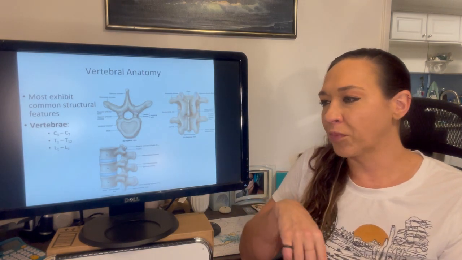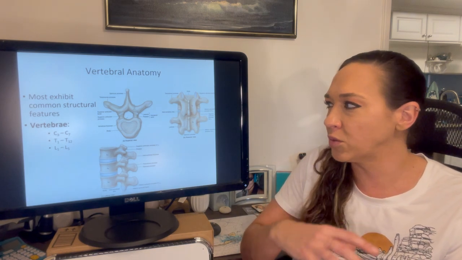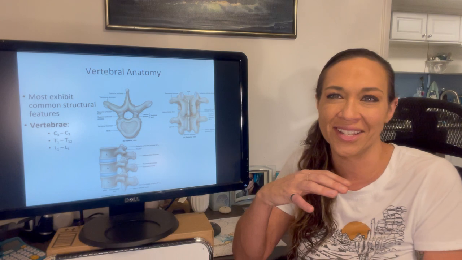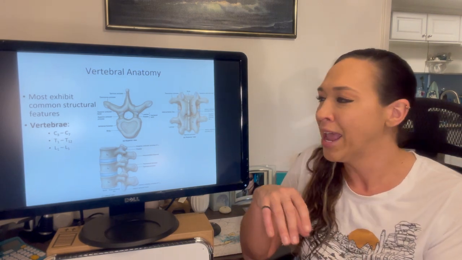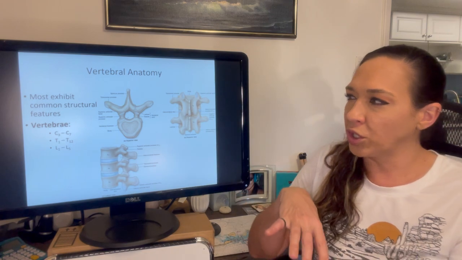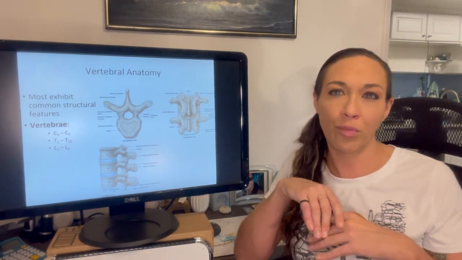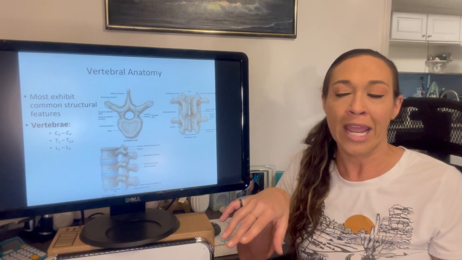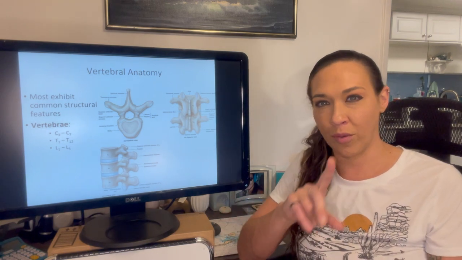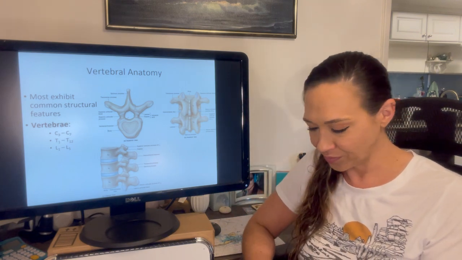Okay, we do have a lot of common features when it comes to these vertebrae in your spine. We already talked about a lot of them. Even though the L1s are going to look a little bit different than the C1s and the T1s, a lot of them are going to be pretty close. Now, there's a couple special ones that we're going to learn about, and those are usually found in the first 3.